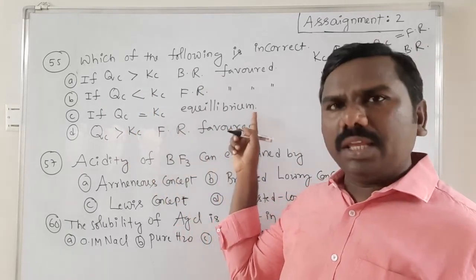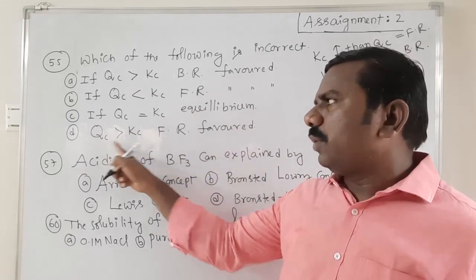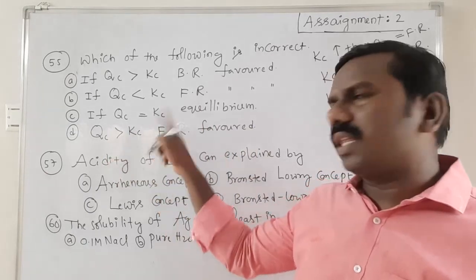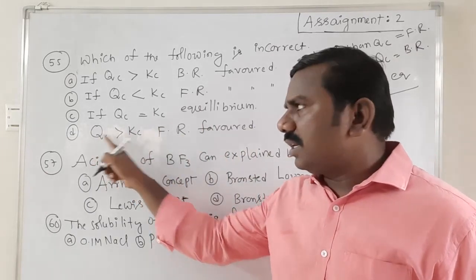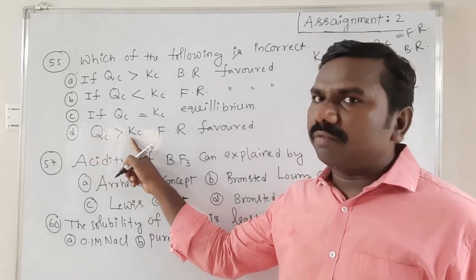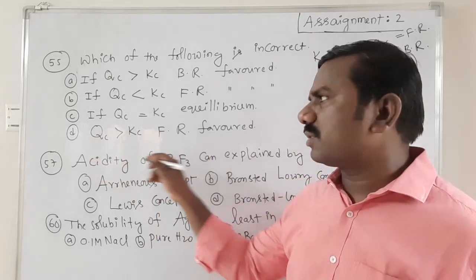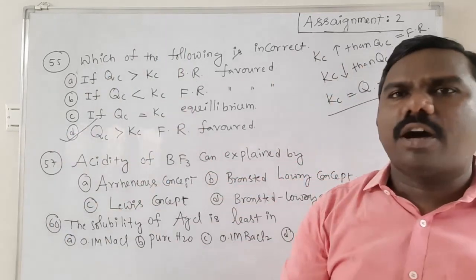Both are equal, equilibrium, correct? Qc greater than Kc is given. It means Kc less than Qc. Kc less than Qc means backward, but they give forward. That's why it is an incorrect statement. Option D is correct.